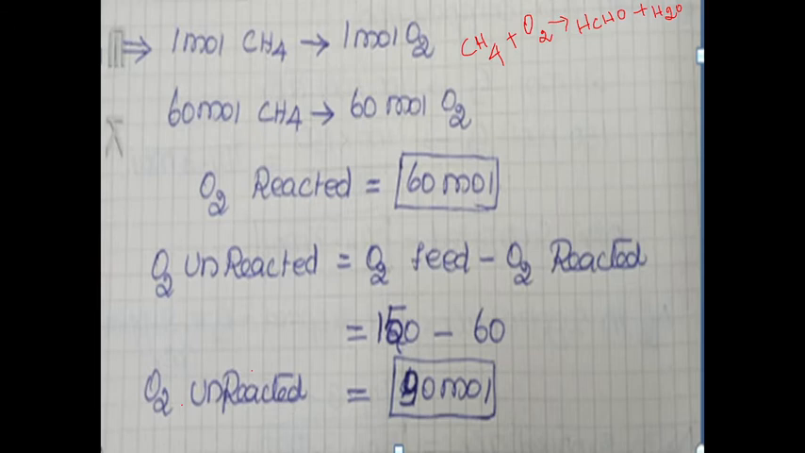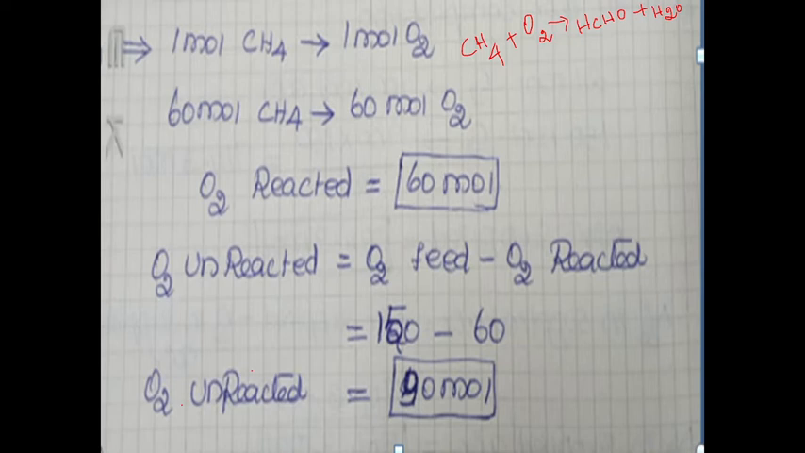Next we are going to calculate the oxygen unreacted value. As per the reaction, 1 mole of methane requires 1 mole of oxygen. As per the problem, 60 mole of methane is reacted. How many moles of oxygen are required? 60 into 1 divided by 1, 60 mole of oxygen. Are you clear or not? Okay. So oxygen reacted is equal to 60 mole.